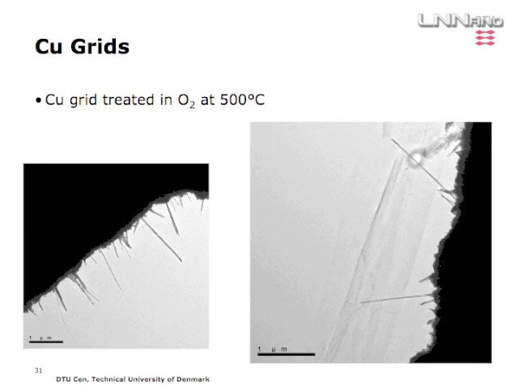This is what happens. This is the copper grid, just treated in oxygen at 500 degrees C. This used to be a very nice graphene sample, but along the grid bars, you started to form filaments of copper oxide like these, and over here you can see it poked right through our very nice graphene sheet. So the sample was completely destroyed.